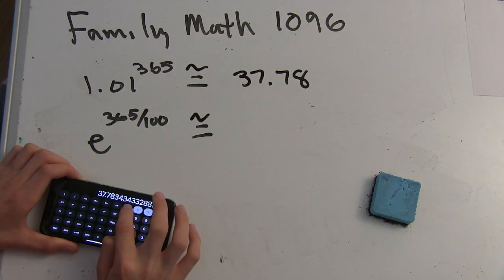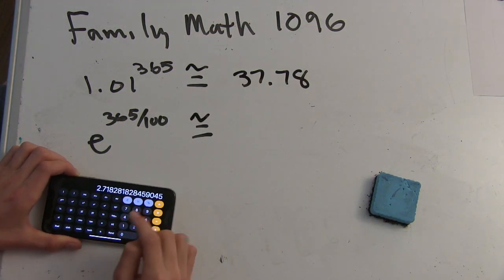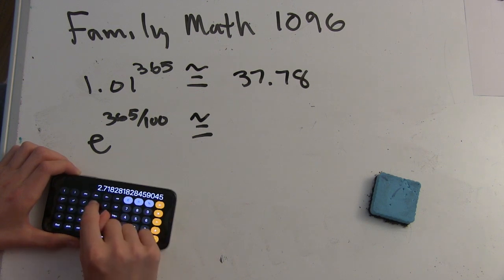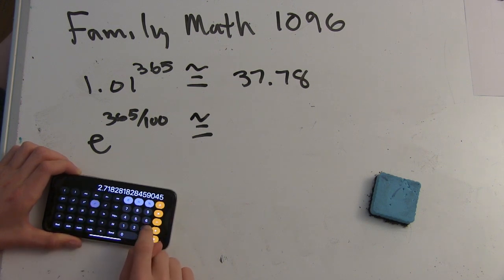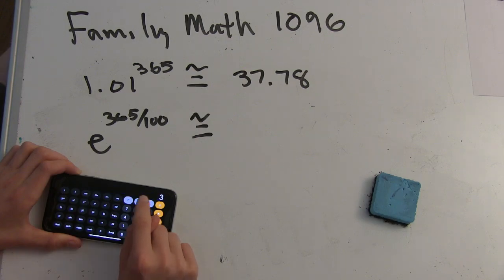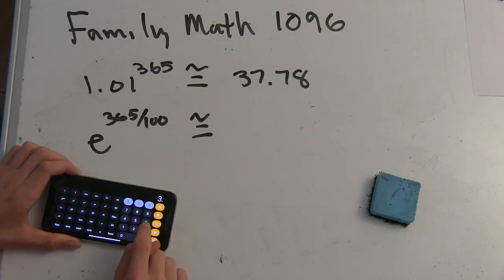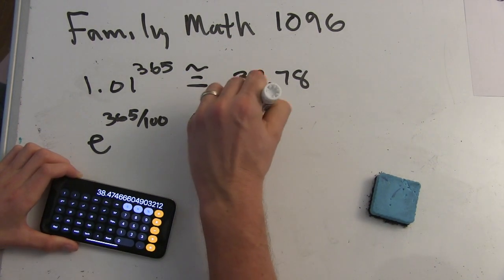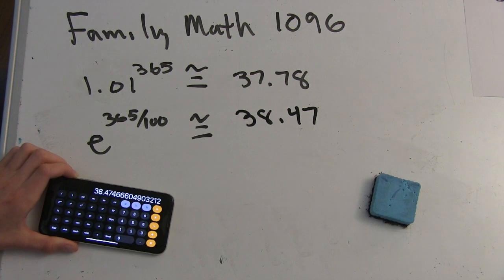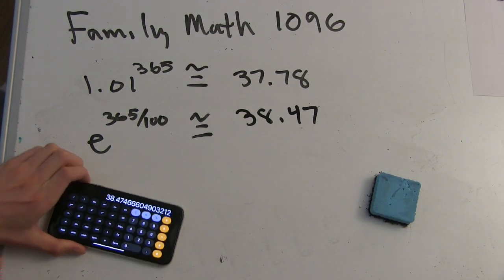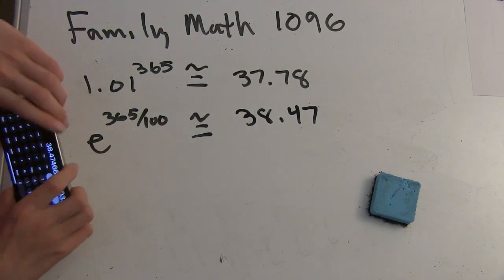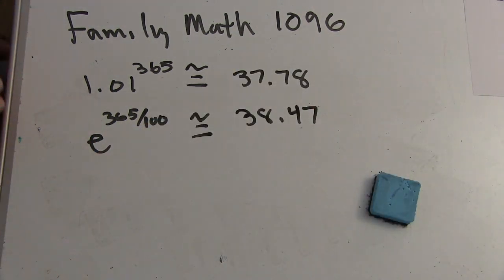And what is e to the 3.65? e to the 365 over 100, so 3.65. Yeah, 3.65. 38.47. So maybe it's a coincidence, or maybe it's not a coincidence that these two numbers that Nassim was talking about do end up being pretty close together. And so what's going on here?